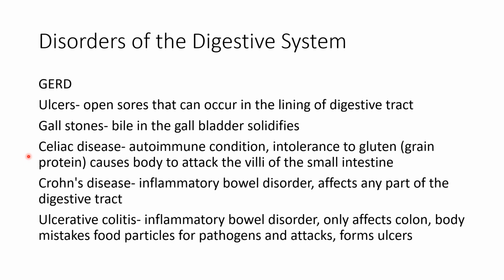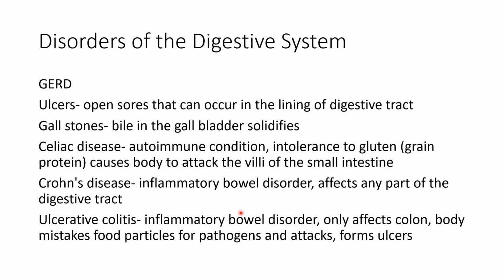Celiac disease is an autoimmune condition in which gluten, which is a protein found in some different grains, especially wheat, can irritate the villi of the small intestine, and it causes the body to attack those villi and destroy them, which of course is very bad because if your villi are destroyed, you cannot absorb nutrients from other foods.